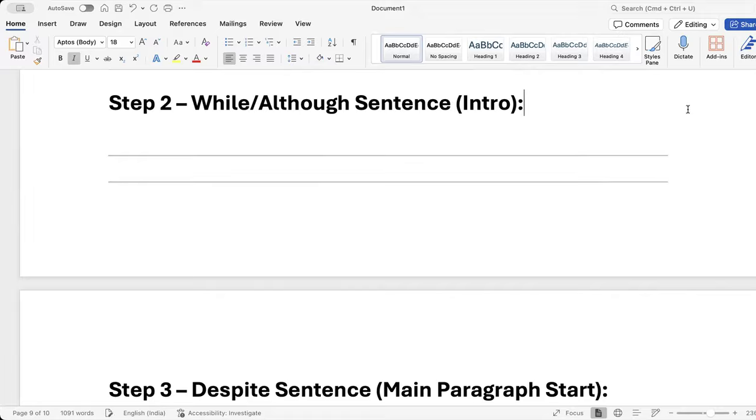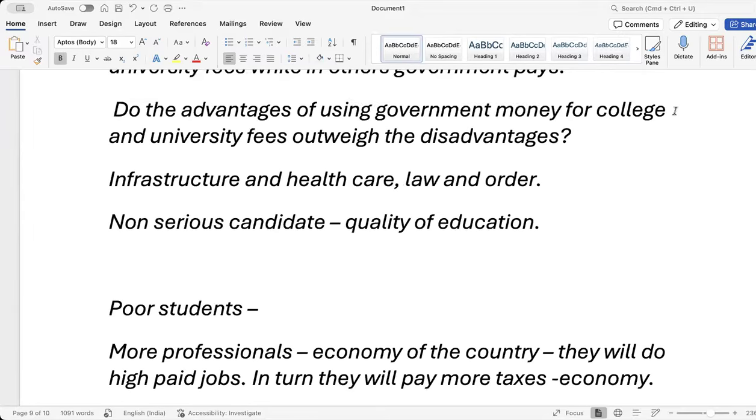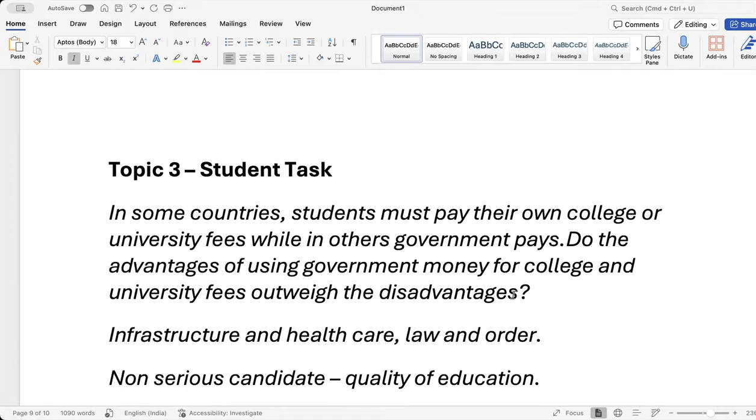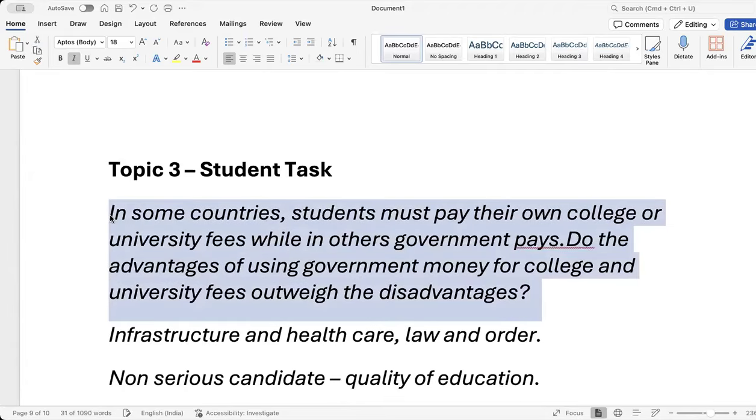Send this task. Let me just copy paste the task and give it to you. I'll copy paste it in the WhatsApp group. Please send it to ma'am.